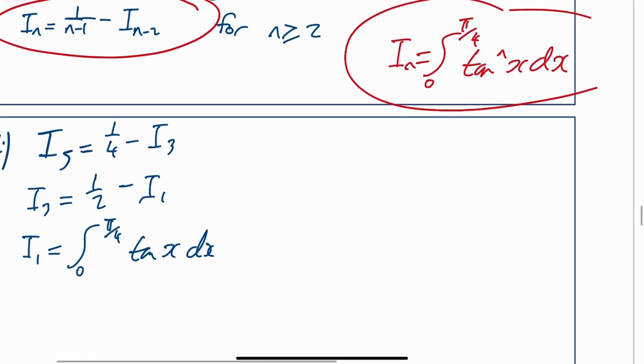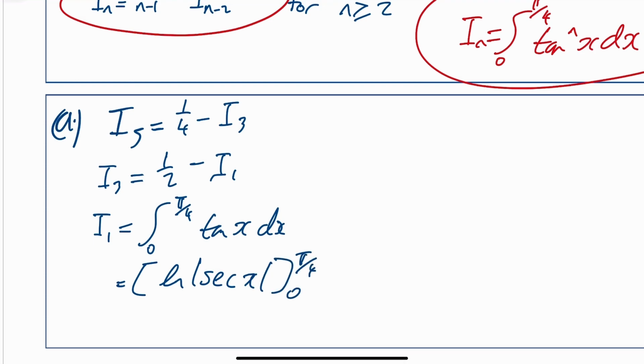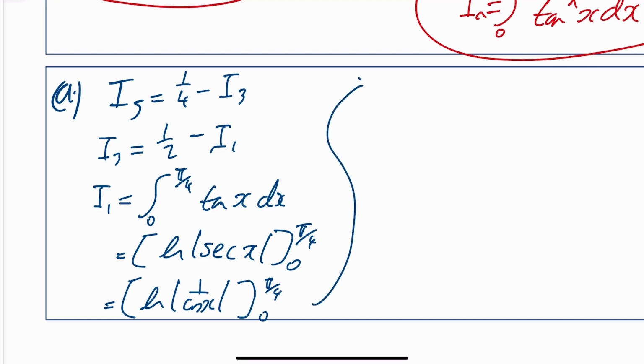So we can put that into our formula booklet. Now look at our formula booklet, I should say, and you'll get ln of sec of x, and that's between pi over 4 and 0. And then sec we can't really do, but we can say that sec is the same as 1 over cos of x, and that's between pi over 4 and 0. So we'll just go up here to finish this off.